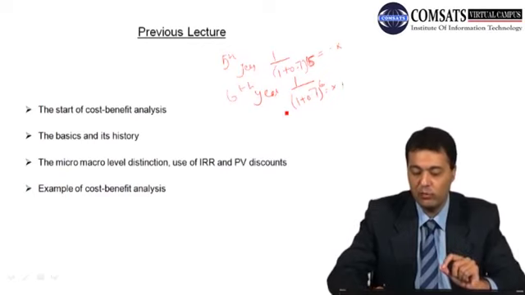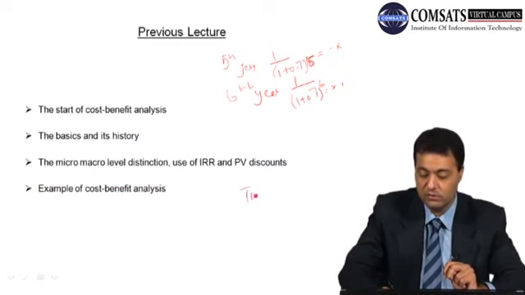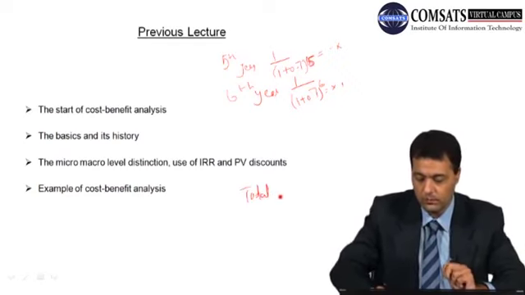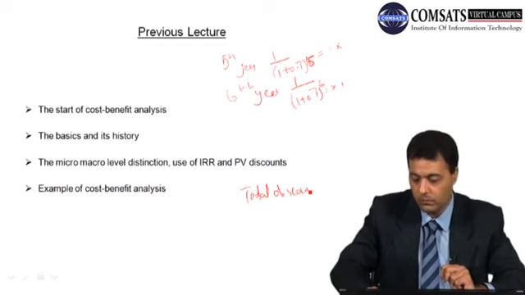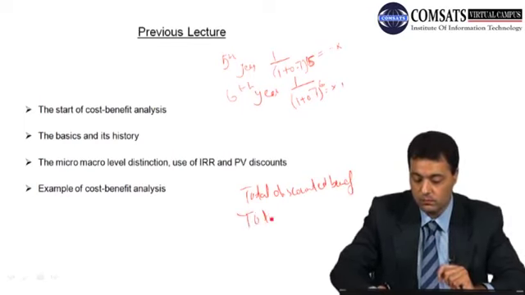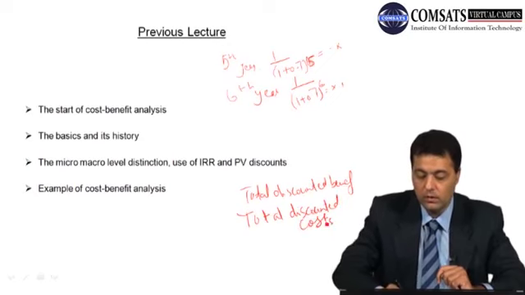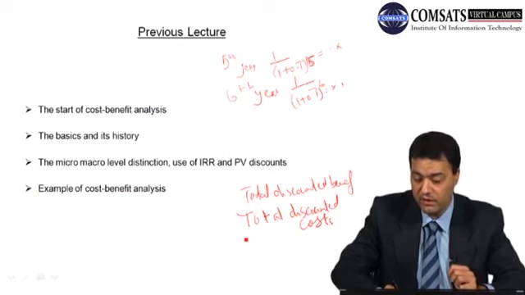Once we are done with that, in the end, what are we going to do? In the end, what we are going to do is come up with total discounted benefits and total discounted costs. Then, in order to arrive at a final conclusion, we will divide the total discounted benefits by total discounted costs.